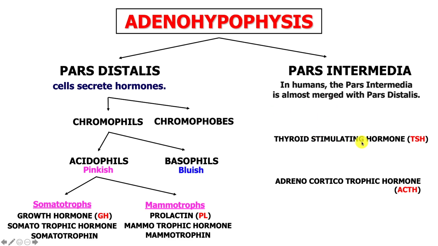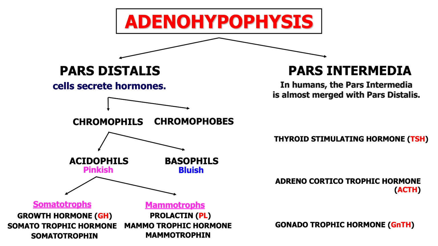So basophils produce thyroid stimulating hormone, basophils produce adrenocorticotrophic hormone. They also produce gonadotrophic hormone. So we just saw that gonads are organs which produce gametes. So that hormone that stimulates the gonads to make gametes will be gonadotrophic hormone. So basophils have thyroid stimulating hormone, adrenocorticotrophic hormone, gonadotrophic hormone.